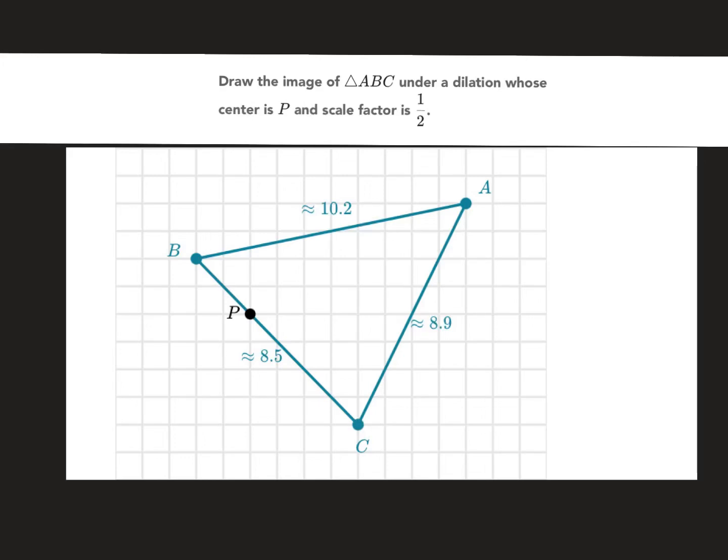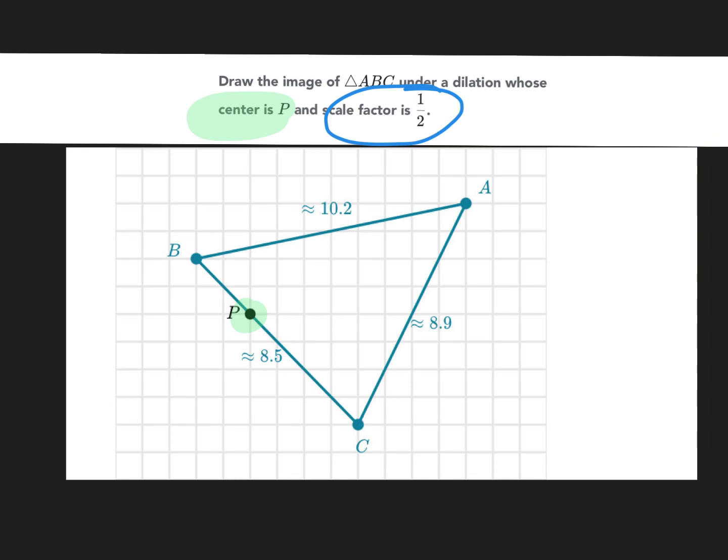Hey mathematicians, in this video I'm going to show you how to perform a dilation. Because the scale factor is 1/2, we're going to end up with a smaller scaled copy, because that scale factor is smaller than 1. Each of the vertices of that scaled copy will also be half the distance away from the center point of C.